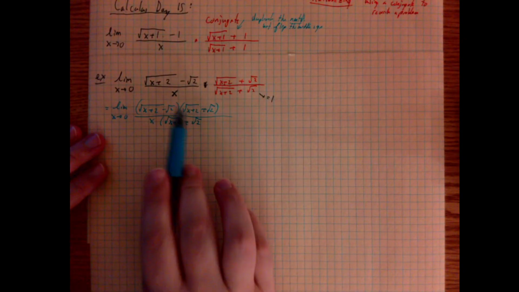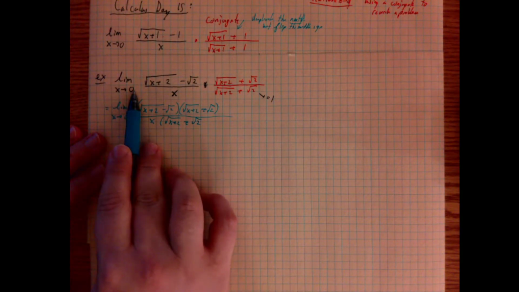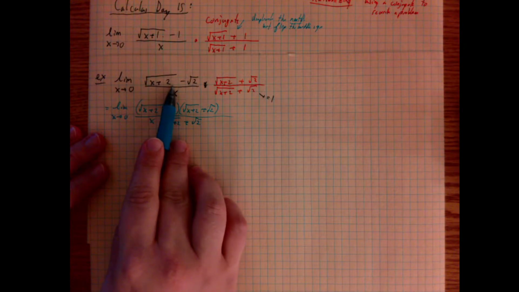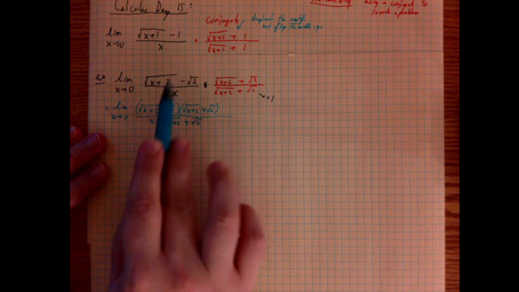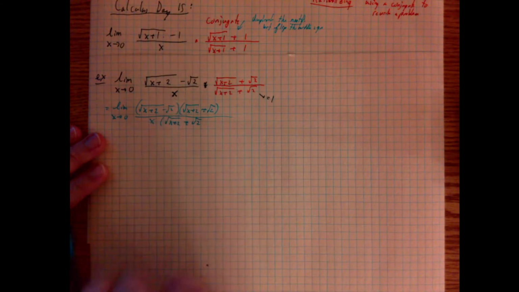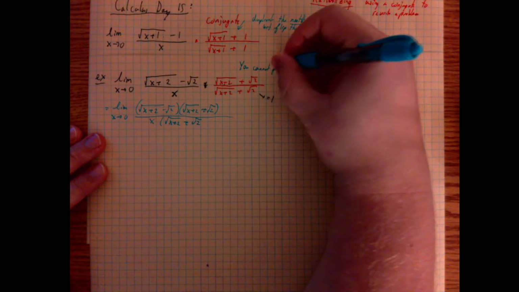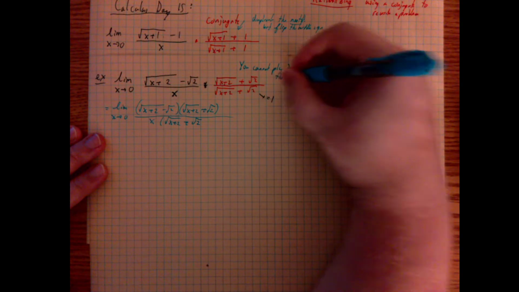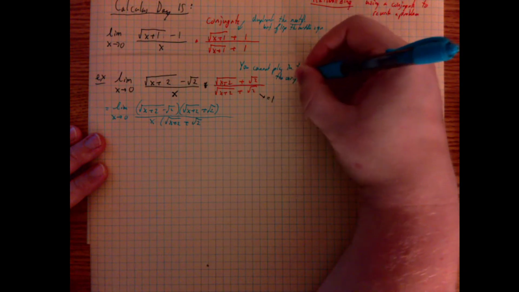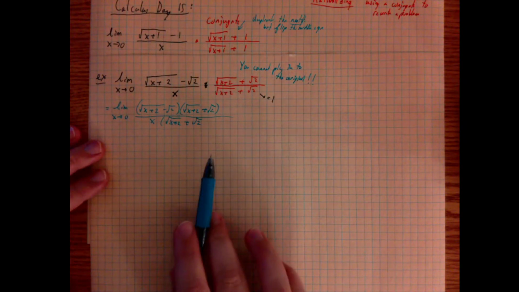Now before I go on, remember, the only reason we're doing this is because the original was not solvable. I plug in 0, 0 plus 2 is 2, square root of 2 is square root of 2, square root of 2 minus square root of 2 is 0 on top, and on bottom we just get 0. We can't divide by 0. You cannot plug in to the original. That's why we're doing these steps. Okay? So now we're here.